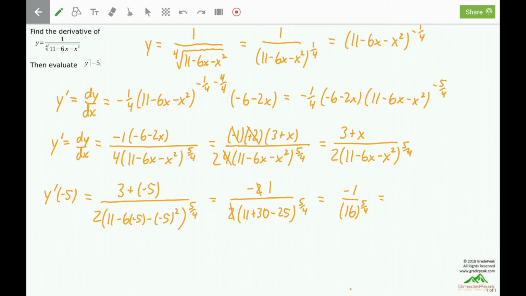5/4 means the 4th root, and then raised to the 5th power. And you can go in either order. Let's take the 4th root first, though. It'll keep the numbers much smaller. We don't want to raise 16 to the 5th power and then try to find the 4th root of that. So let's do the 4th root of 16 first. 16 happens to be 2 times 2 times 2 times 2. The 4th root of 16 is a 2. And we will have 2 to the 5th power. 2 times 2 is 4. Another 2 is 8. Another 2 is 16. And then one more 2 is 32. And we're going to end up with negative 1 over 32.